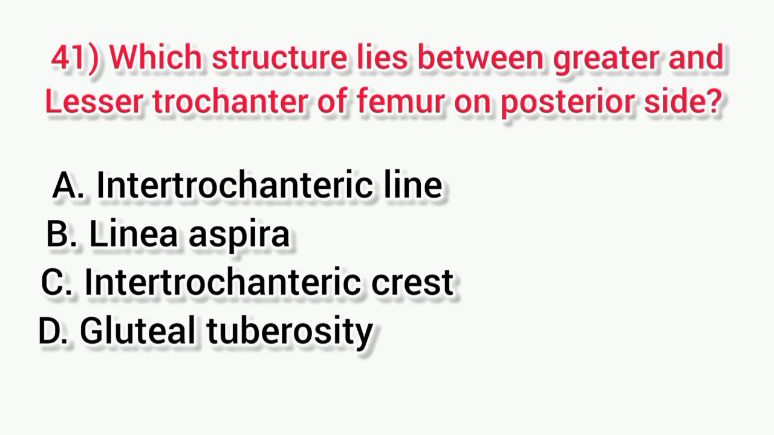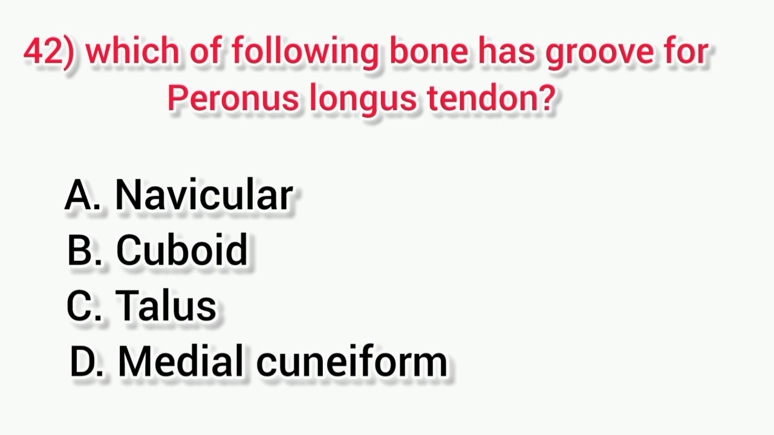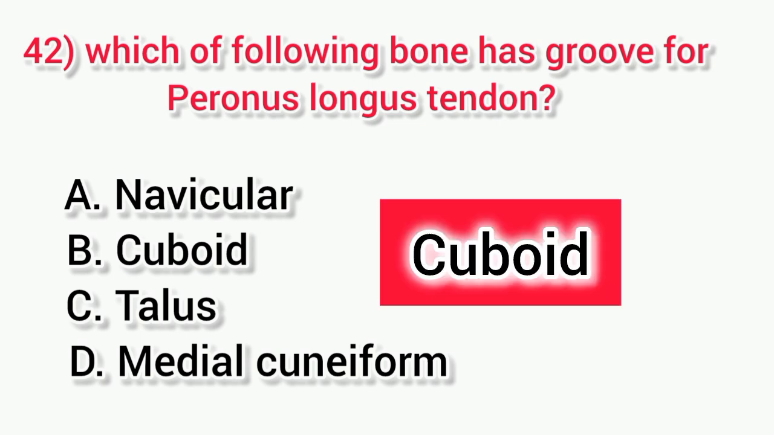Which structure lies between the greater and lesser trochanters of the femur on the posterior side? The right answer is option number C. Intertrochanteric crest. Which of the following bones has a groove for the peroneus longus tendon? Right answer for this is option number B. Cuboid.